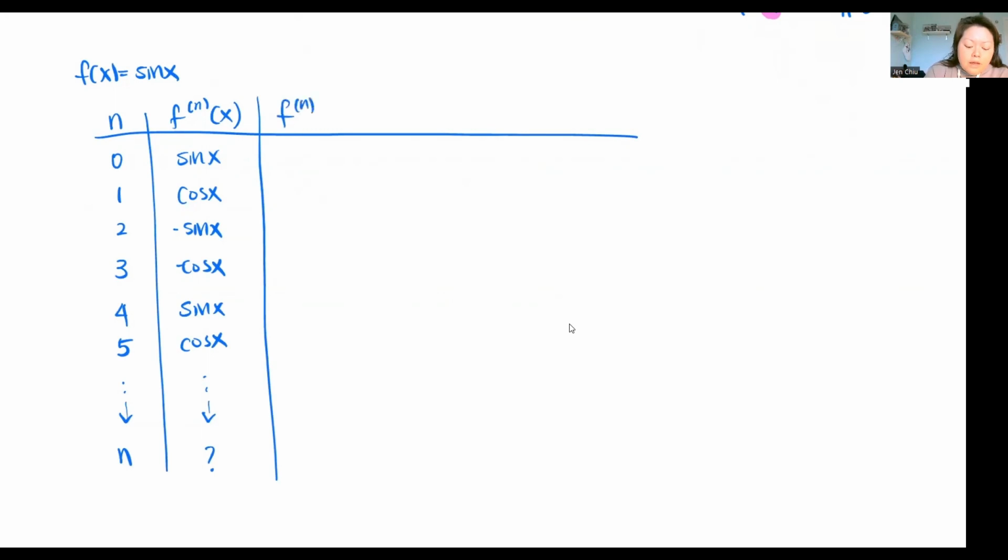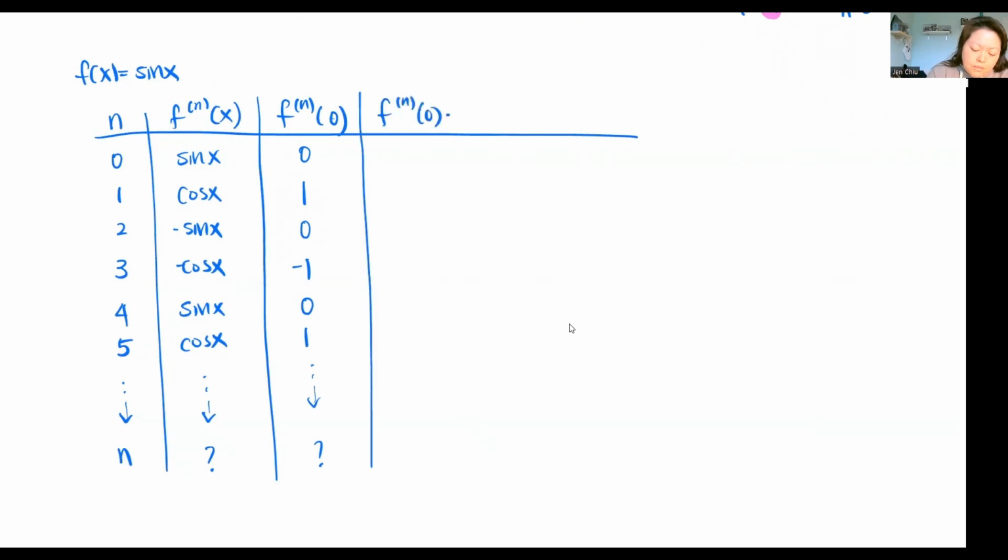So f of n of 0. So Maclaurin says plug in 0. Sine of 0 is nice. Sine of 0 is 0. Cosine of 0 is 1. You get 0, negative 1, 0, 1. Again, I still can't really generalize here because I see 0 every other one, but then the 1 has a sign change in between. So still hard to generalize. Okay, so now you take your pattern, multiply it by x to the n over n factorial.